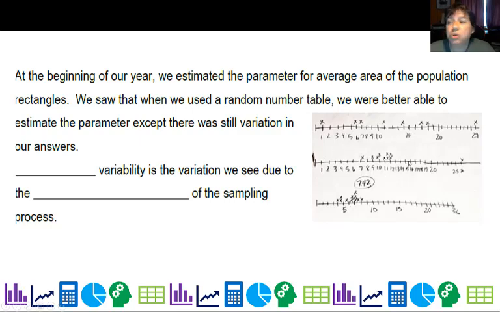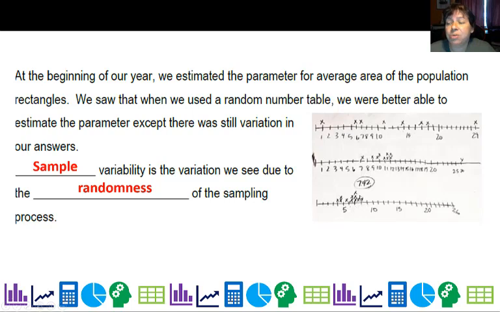Then we had you use your judgment and average 5 rectangles. Then we used randomness to pick 5 rectangles. And we found that when we use randomness, that gets rid of our biases, in this case towards larger rectangles. And we still have some variation. So this is called sample variability, and that's due to the randomness of the sampling process.